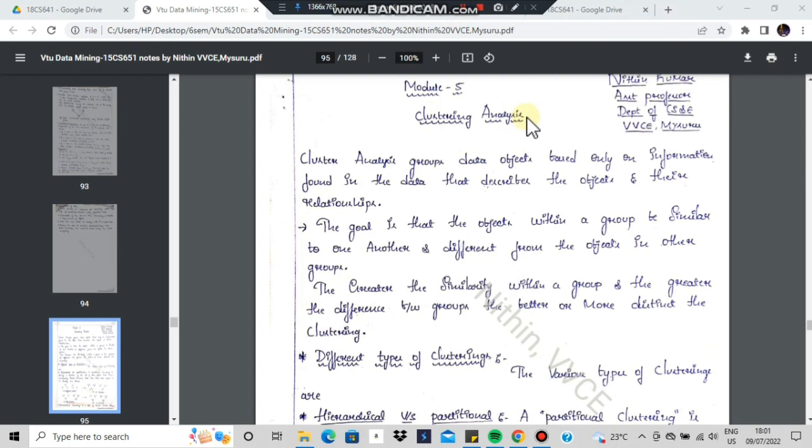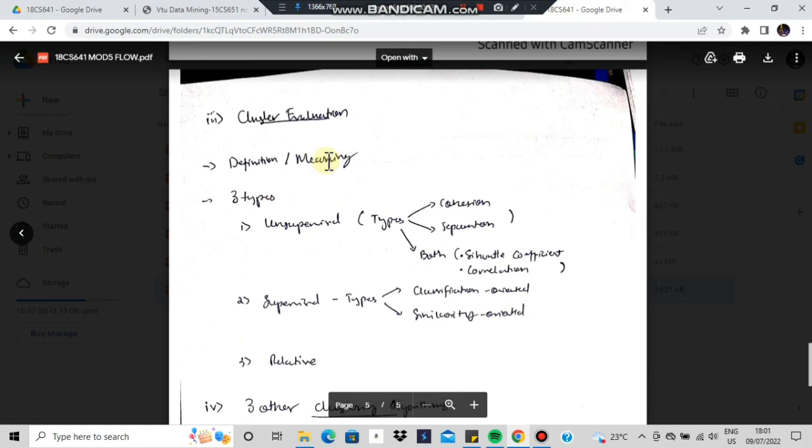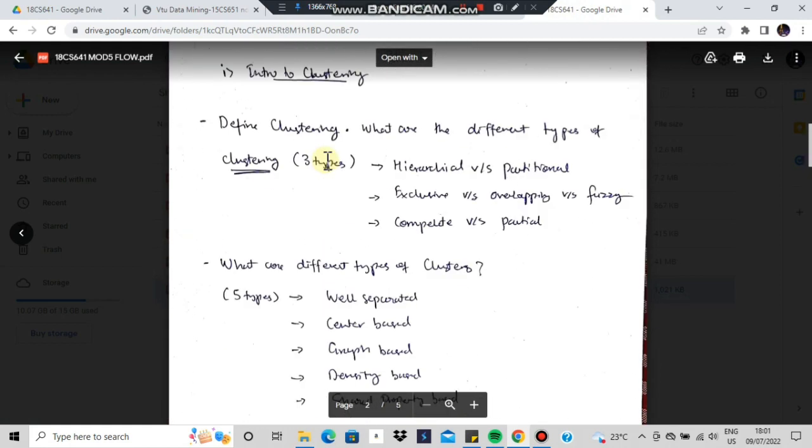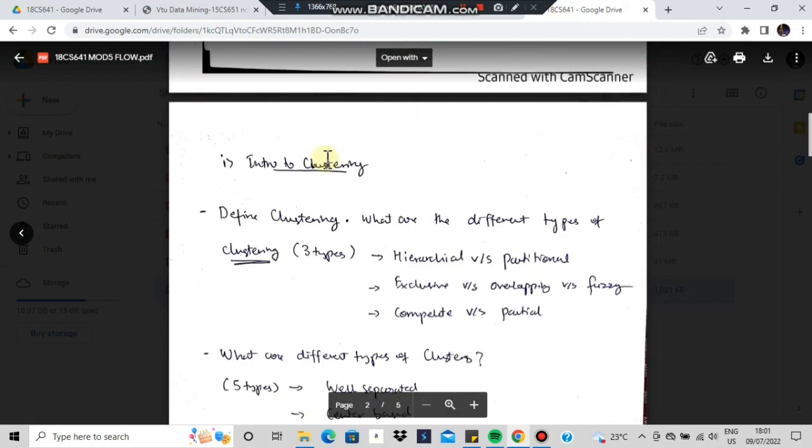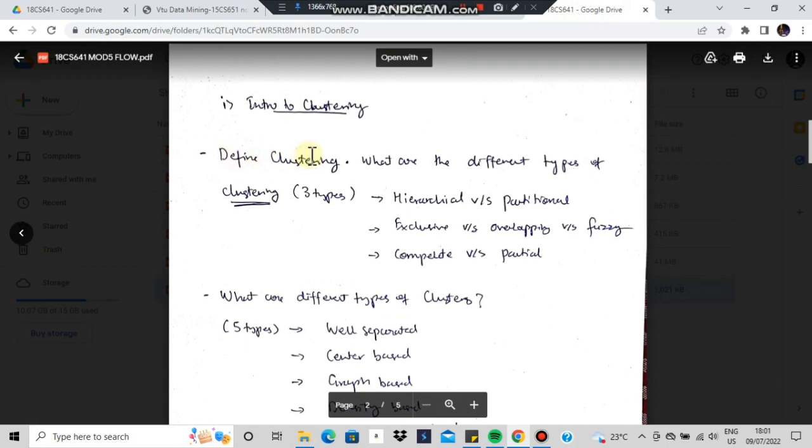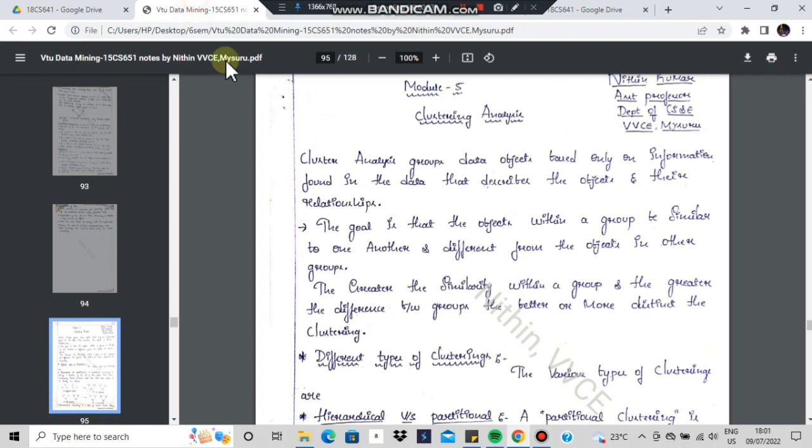Okay, so what you need to know in that, if I open again what I had showed you. Introduction to clustering. Here we have define clustering and what are the different types of clustering. These are two questions which you need to know. What is clustering? Cluster analysis groups the data objects based on the information found in the data that describes the objects and the relationships. So based on the relationships and the properties, the clusters are made.